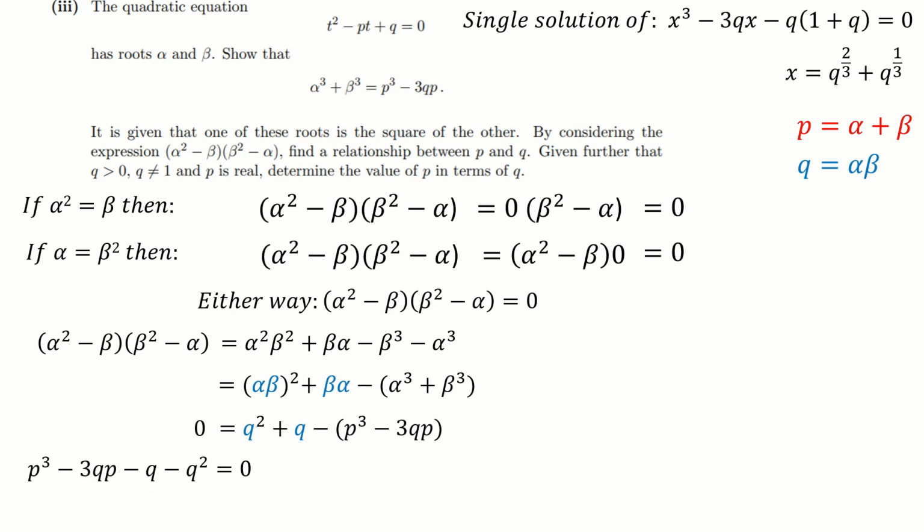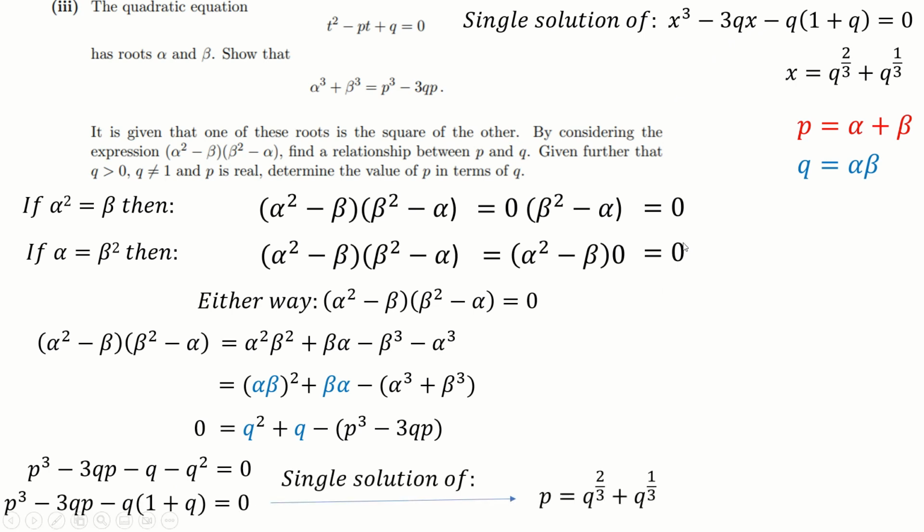You might be sitting here wondering how on earth you're going to do that. That's super complicated. It's a cubic. How am I supposed to figure that out? Until you remember the golden rule of STEP, which is you never forget anything that you've done in a STEP question. Look at this. Factorize out the q. Does it look familiar yet? It should, because it's exactly this, with p just replacing the x. So the solutions to this must be p equals q to the 2/3 plus q to the 1/3. Never forget anything you do in a STEP question.